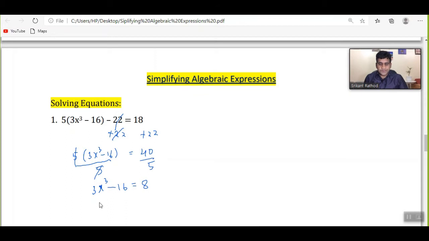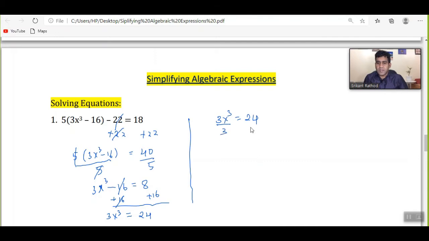And here now let's separate the like terms, 16 plus 16 on both sides. So what happens here? Minus and this plus get cancelled out. So we are left with 3x cubed is equivalent to 16 plus 8, which is 24. So we got an expression saying that 3x cubed is equivalent to 24.